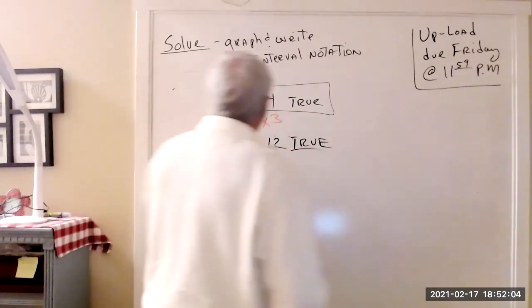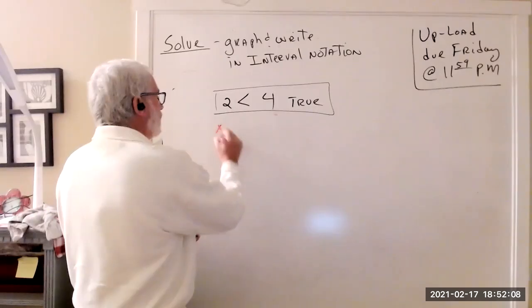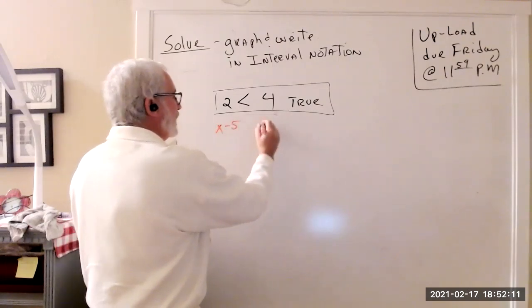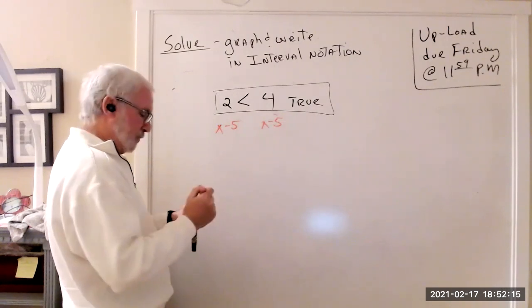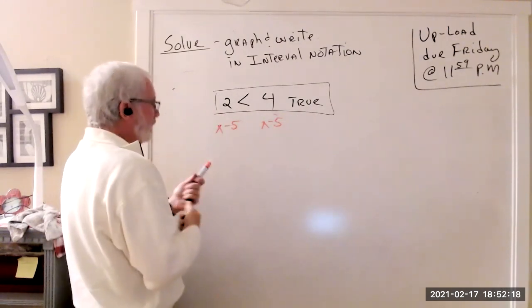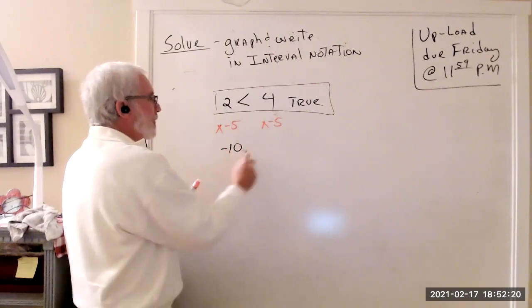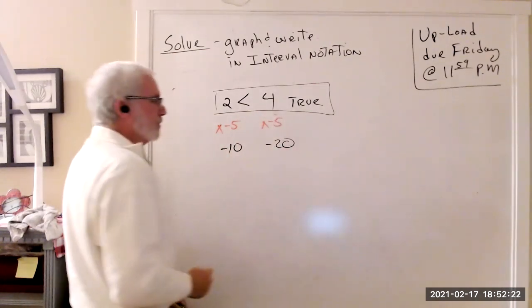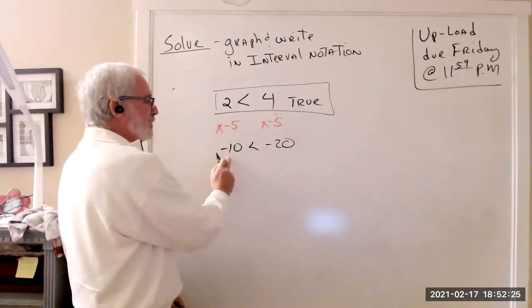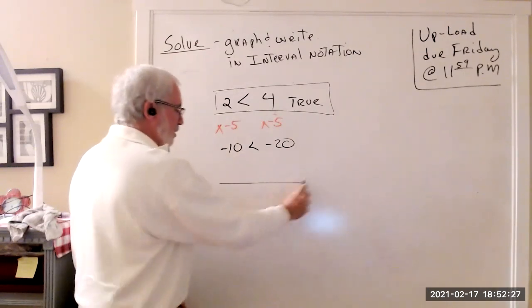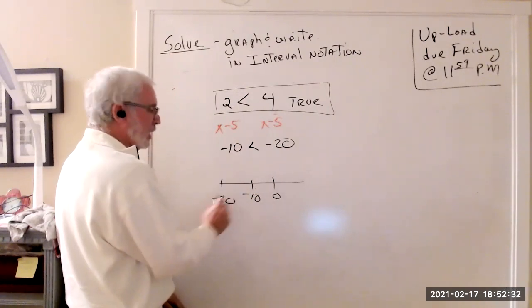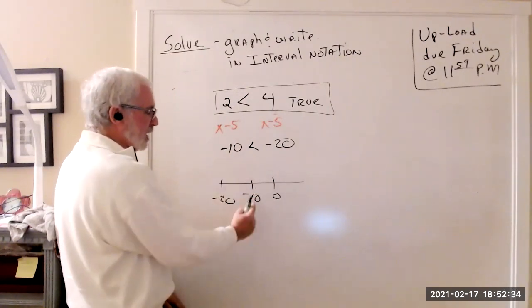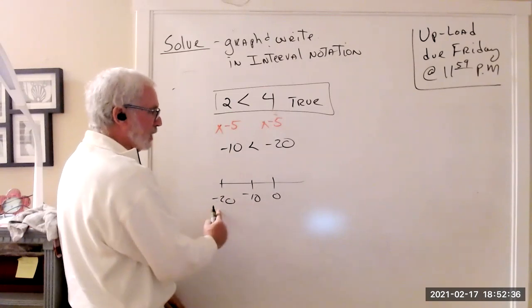But what happens if you multiply both sides by a negative number? Well, you get negative 10, you get negative 20. Is negative 10 less than negative 20? Look at them on the number line. Here's 0, here's negative 10, here's negative 20. Is negative 10 smaller than negative 20? No.